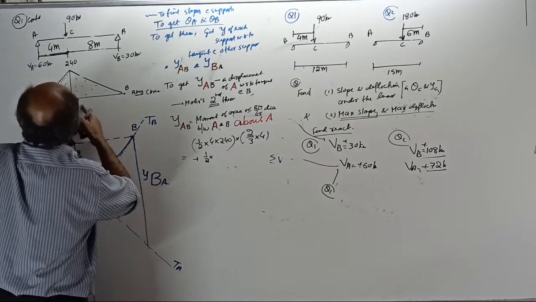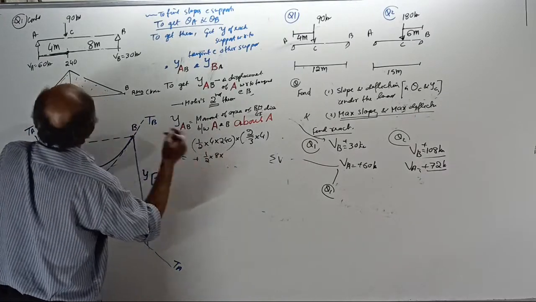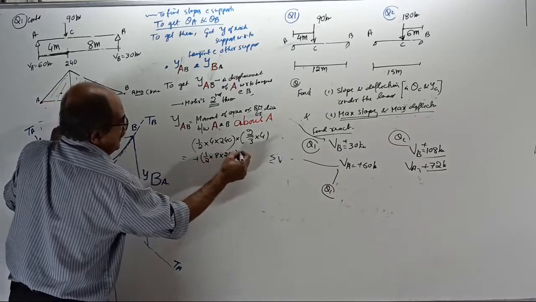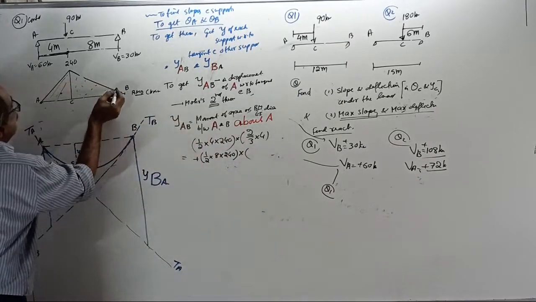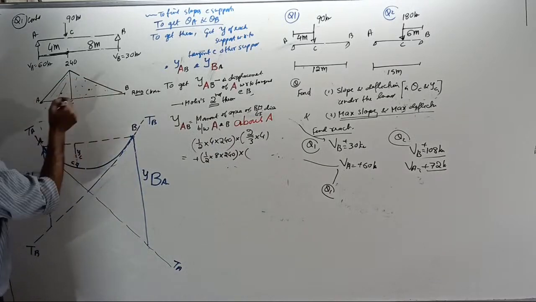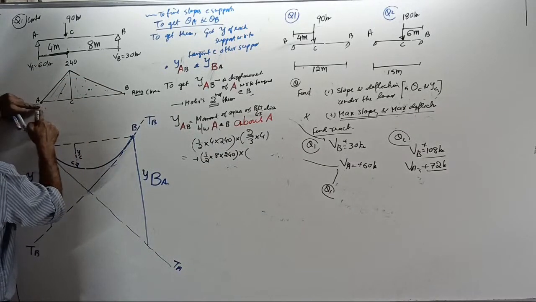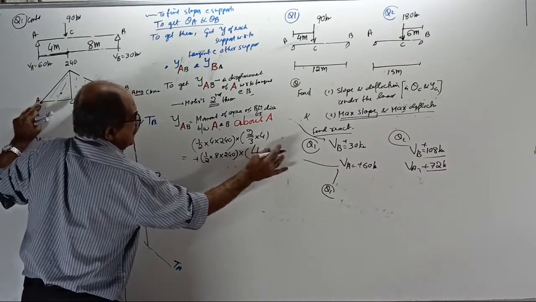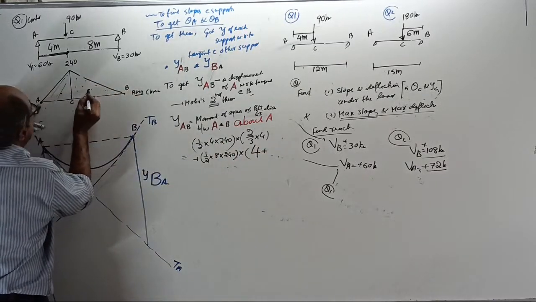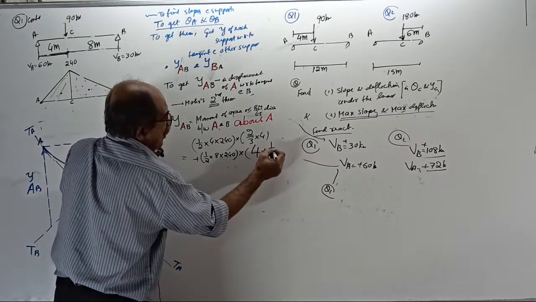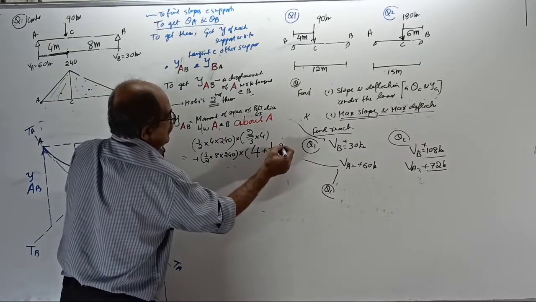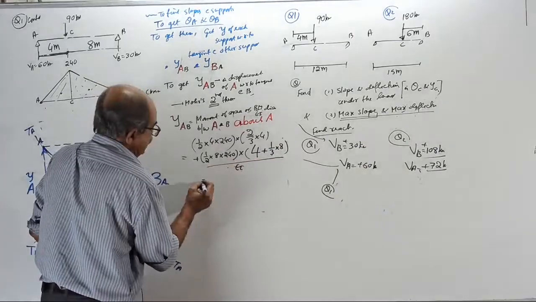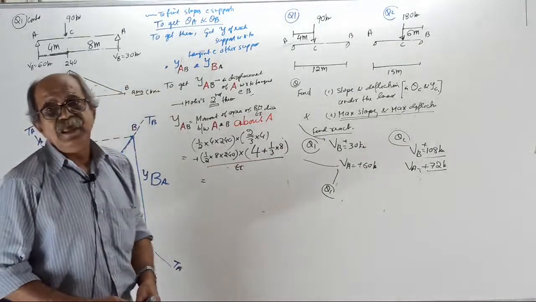Half into 8 into 240 is the area, and this triangle's CG will be here. I want moment about A. It is 4 outside, 4 plus another from here to here, which is 1/3 of 8. Close the bracket. Divide by EI. Can anybody tell me what is the correct YAB?